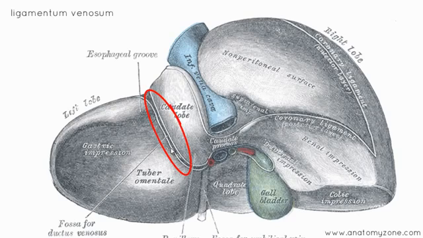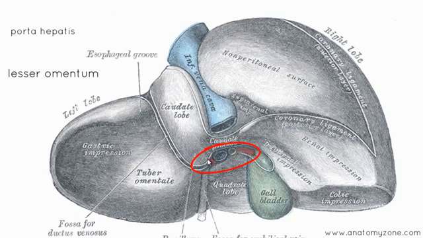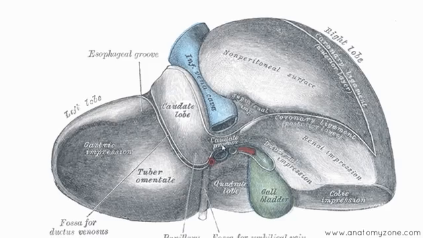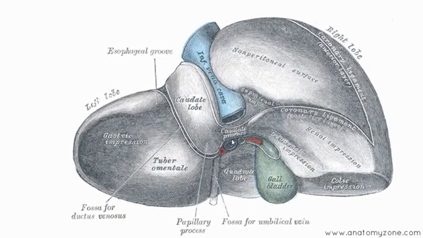So from the ligamentum venosum and the porta hepatis, you get the lesser omentum, which connects the liver to the lesser curve of the stomach and to the first part of the duodenum. So the peritoneum, which encloses the liver, meets to form this double layer of peritoneum at the porta hepatis, and it connects the porta hepatis to the lesser curvature of the stomach and the first part of the duodenum. So this is called the lesser omentum.